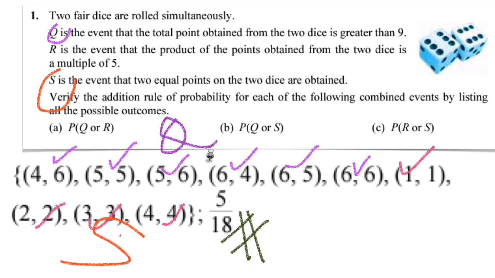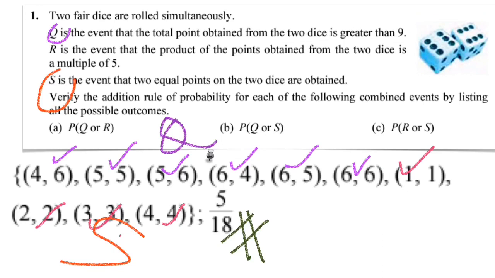So let's discuss number 1b. Find the probability of event Q union S, or Q or S. Okay, so first of all, we have to identify the event Q. Like just now, total points more than 9. We have 4 6, 5 5, the ones in purple color, 5 6, 6 4, 6 5, 6 6. So we have 6 elements in event Q.